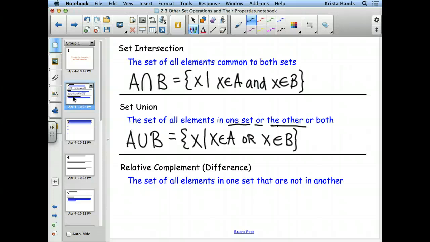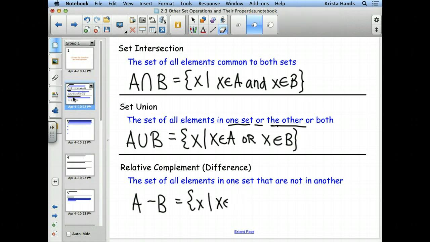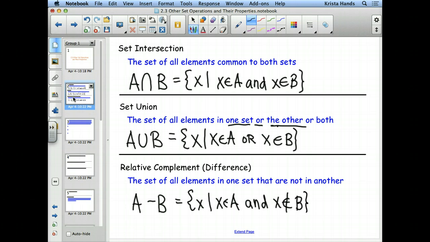And the last one, relative complement, or difference, is the set of all elements in one set that are not in the other one. Okay? So when we do this one, it looks like a subtraction problem, hence the phrase difference. Okay? And what we do is we get all of the elements that are in the first set. Oops, that was supposed to be A. So they're in A, but they're not in B. Okay, so this is an and. The element is not in B.